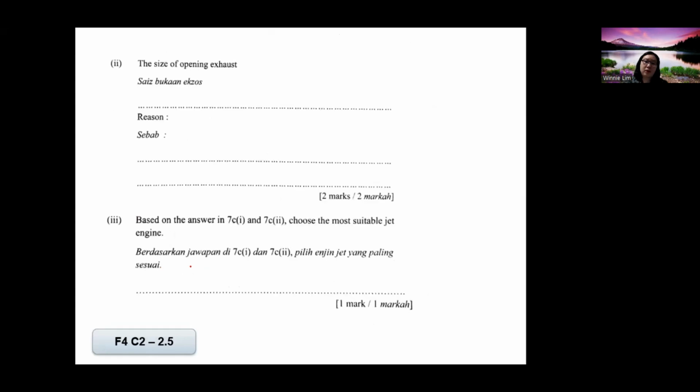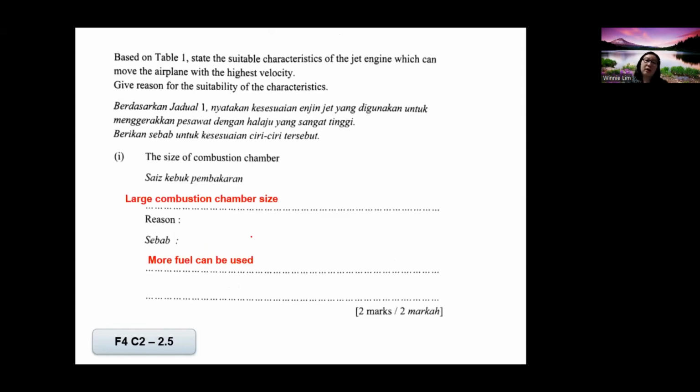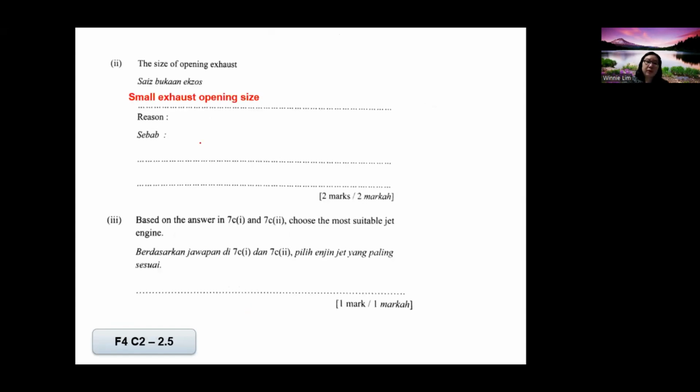Why? More fuel can be used, or more combustion occurs. Okay, explosion can occur more. Then the size of the opening of the exhaust is small, so gases get released at a high speed. Okay, so you won't repeat the term velocity. Notice. Therefore, you choose what? R.